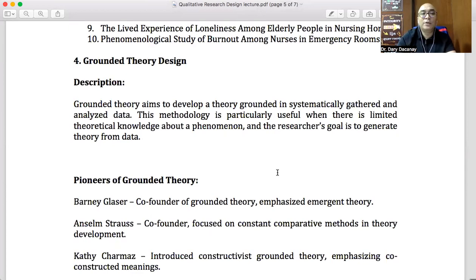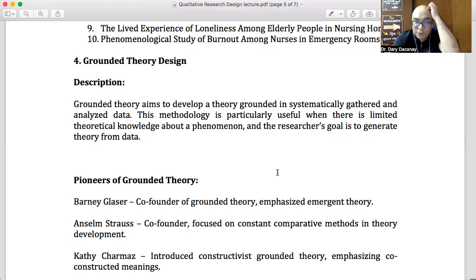And then we have the grounded theory design. Grounded theory aims to develop a theory grounded in systematically gathered and analyzed data. So this methodology is particularly useful where there is limited theoretical knowledge about the phenomenon. The researcher's goal is to generate theory from the data. So usually data would be coming from the grassroots. In grounded theory, as May mentioned before, you actually have very limited literature.